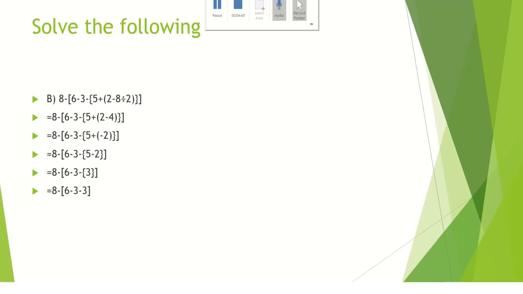So 8 minus 6 minus of minus 3, if we open the bracket, equals 8 minus, here if you look into the bracket, 6 minus 3 and minus 3, it's nothing but minus 6. 6 minus 6 is 0. So 8 minus 0, obviously 8 is the answer.